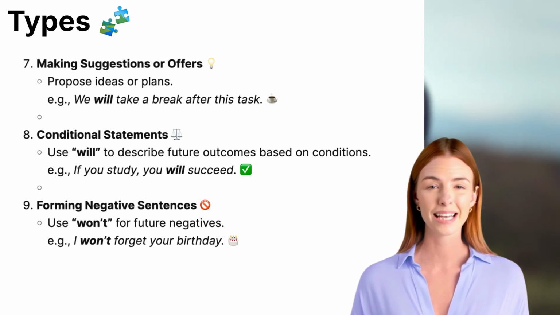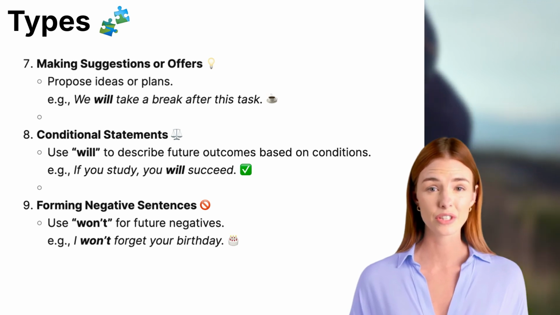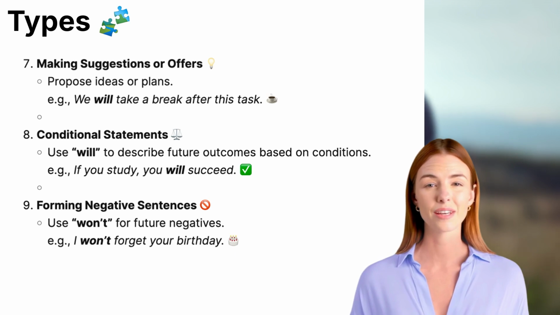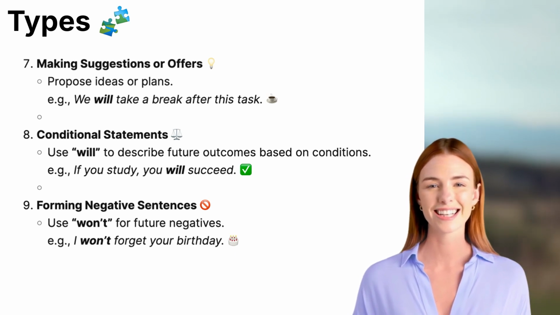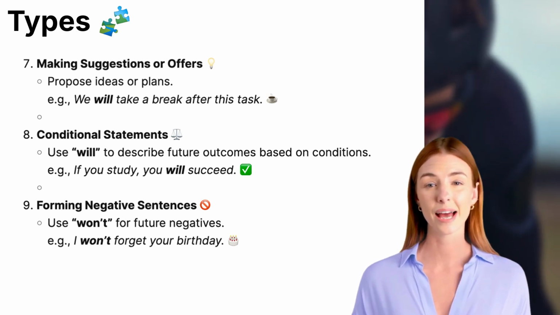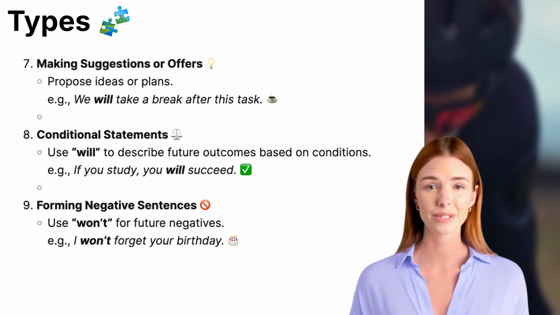9. Forming negative sentences. Use won't, will not, to express future negatives. Example: I won't forget your birthday. This means I will definitely remember it. More examples: She won't be happy if you're late. We won't go out if it's too cold.